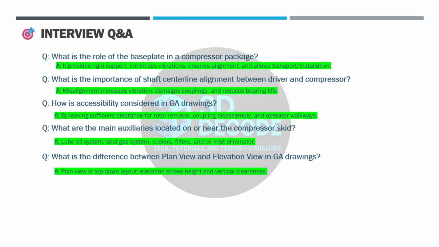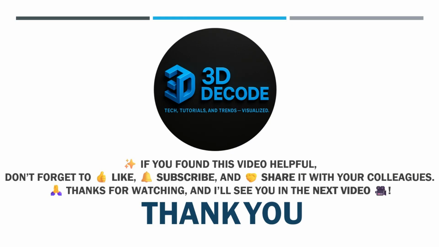How is accessibility considered in GA drawings? A. By leaving clear space for rotor removal, coupling disassembly, and walkways. What are the main auxiliaries located on or near the compressor skid? Lube oil system, seal gas system, coolers, filters, oil mist eliminator. What's the difference between plan view and elevation view? Plan view is top-down, elevation shows height and clearances.